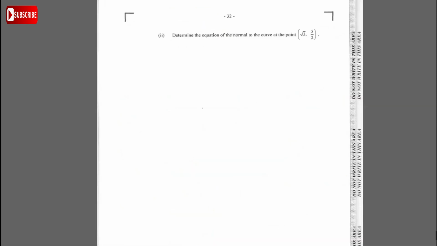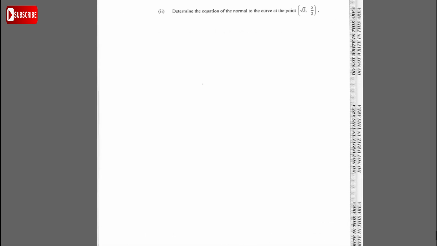It says determine the equation of the normal at this point. To find the equation of the normal, we use the point. We use y minus y value at the point, which is 5 over 3, and that's equal to gradient of the normal times x minus root 3. Before we can find gradient of the normal, we need to find gradient of the tangent first.